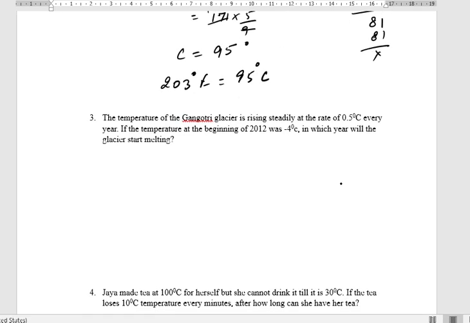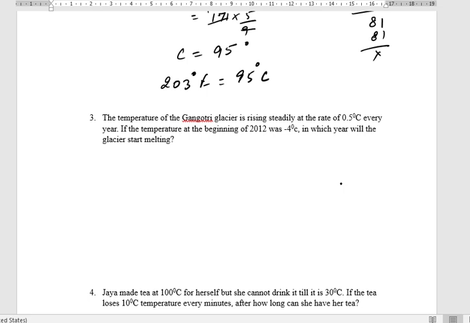The temperature of the Gangotri Glacier is rising steadily at the rate of 0.5 degrees Celsius every year. It means the temperature of Gangotri glaciers is increasing by 0.5 degrees Celsius every year. If the temperature at the beginning of 2012 was minus 4 degree, in which year will the glacier start melting? The melting point, or you can say freezing point of ice, is 0, so it will start melting at 0 degrees Celsius. So we have to find out how many years are required for the temperature of Gangotri glaciers to become 0 degree.